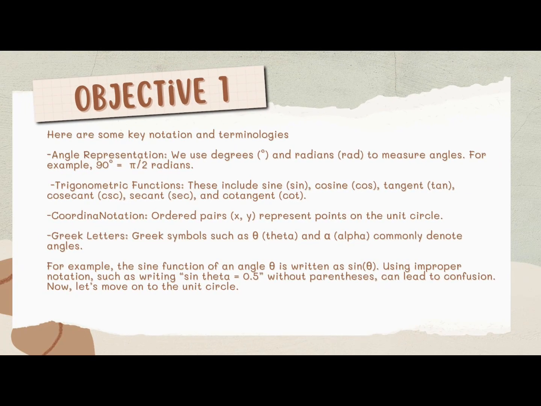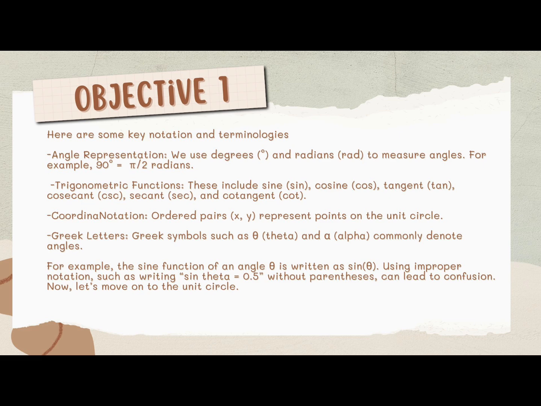Mathematical notation is the universal language of mathematics. In trigonometry, precision in notation ensures clarity in problem solving and communication. Here are some key notations and terminologies. Angle representation: we use degrees and radians to measure angles. For example, 90 degrees is equal to pi over 2 radians. Trigonometric functions: these include sine, cosine, tangent, cosecant, secant, and cotangent.